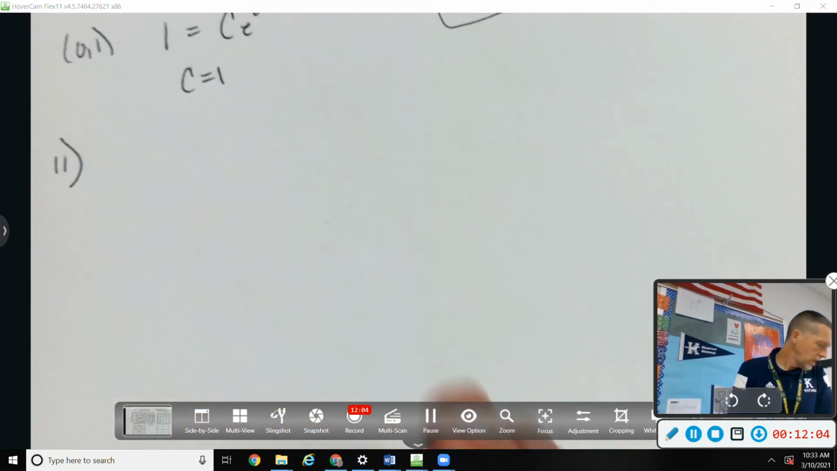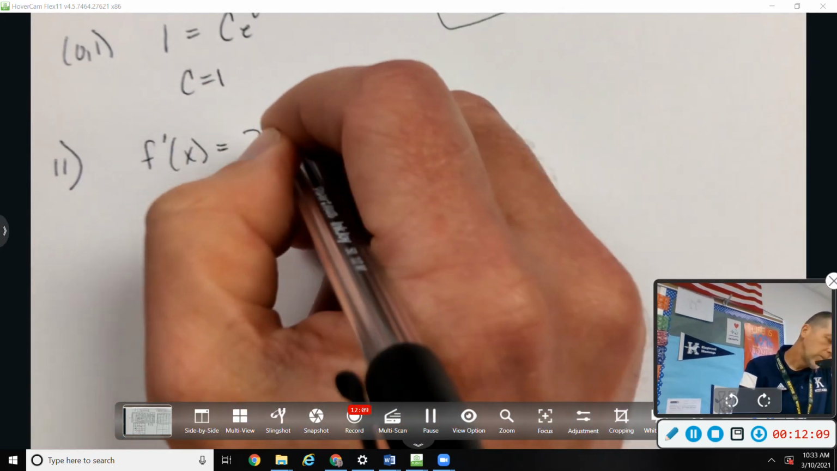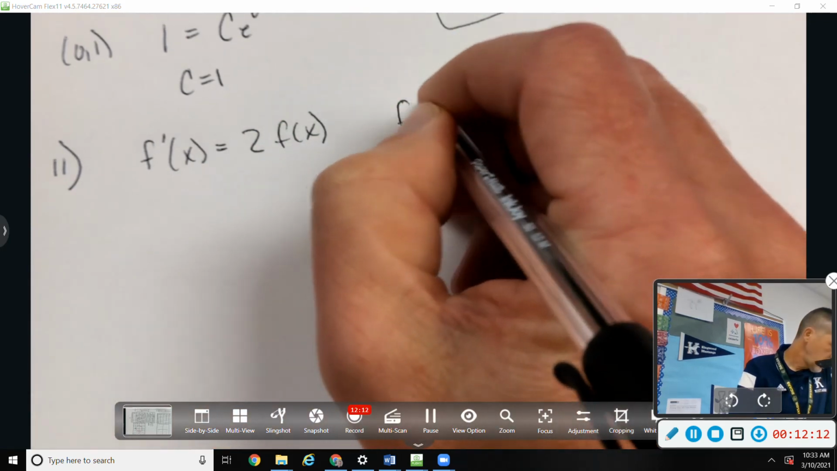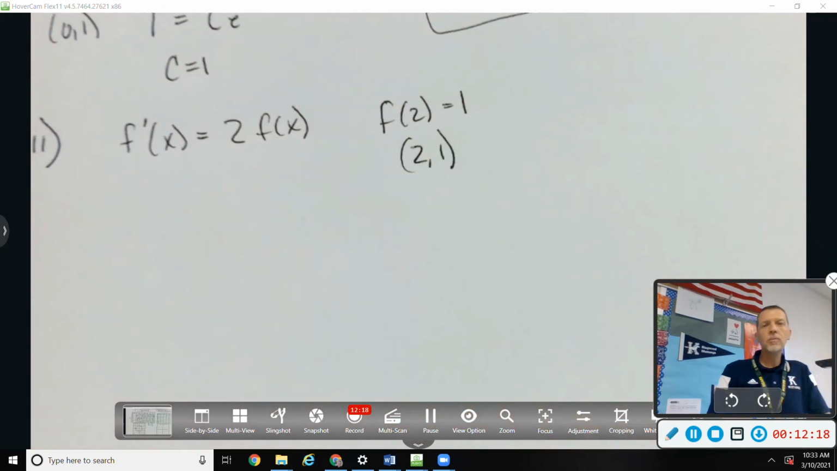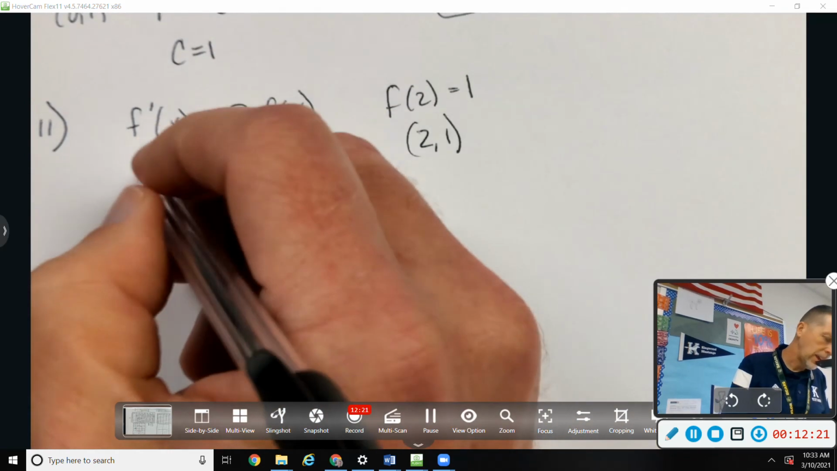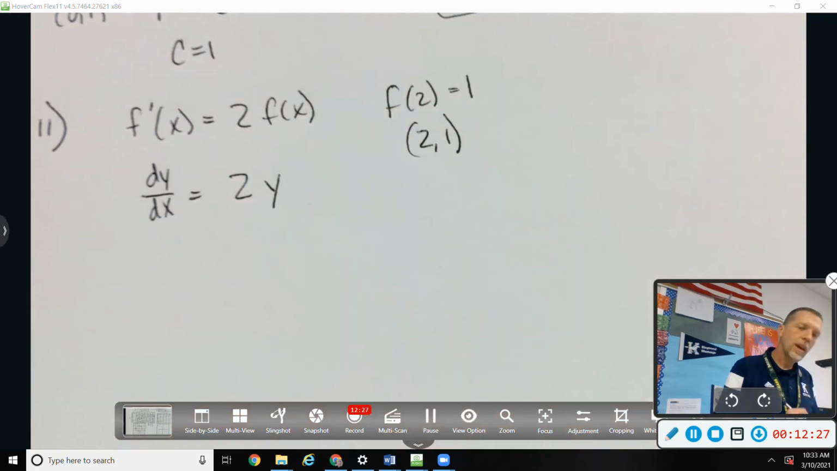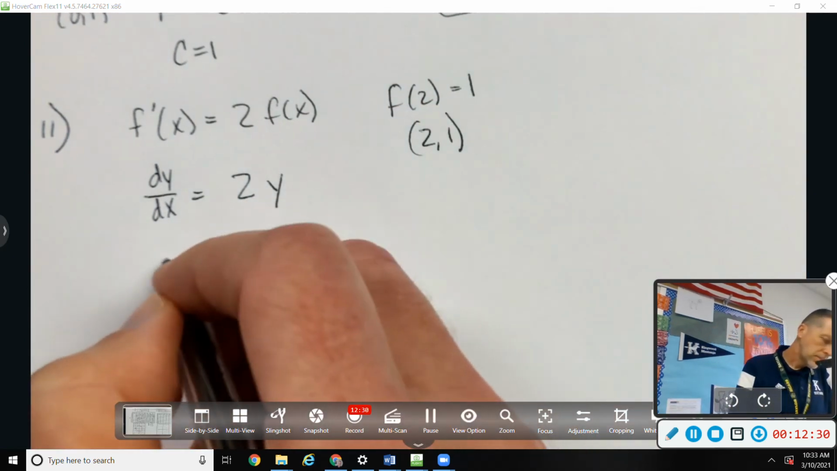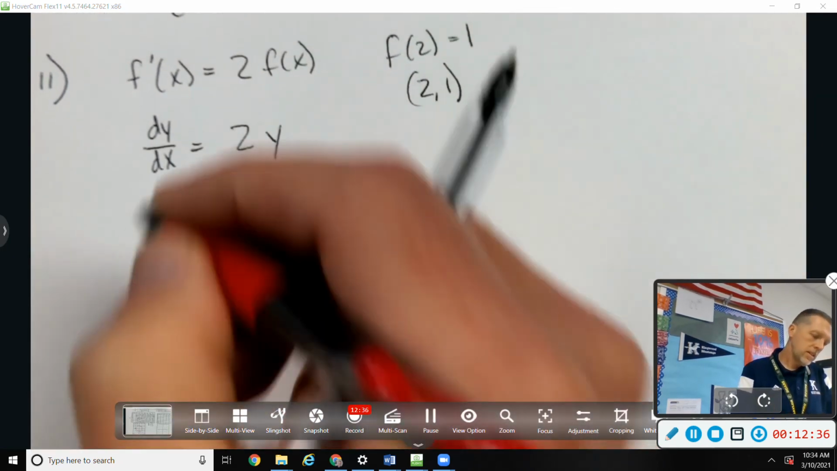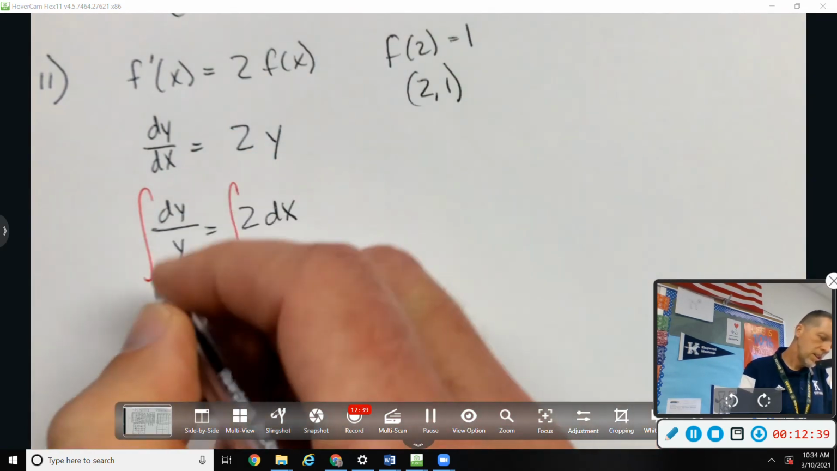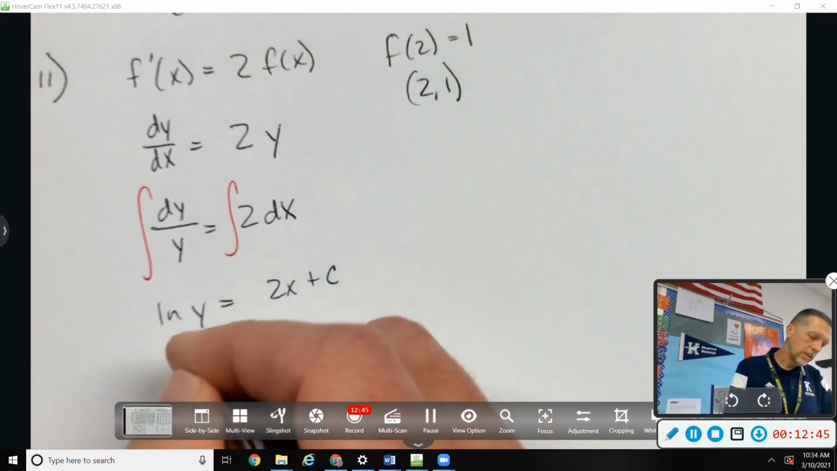Number 11. I started number 11 in class with some of the classes. f prime equals 2 times f of x. f of 2 equals 1. f prime is a nice notation, but it doesn't really help me here. I think it would be nicer if we wrote this as dy/dx, and if we wrote f of x as y. So dy over y equals 2 dx.